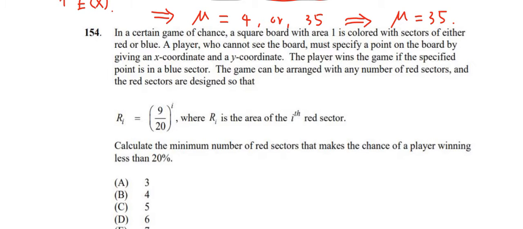So for problem 154, what do we want to find? We want to calculate the minimum number of those lead sections that make the chance of the player winning less than 20%. Okay, so what is the chance the player winning?